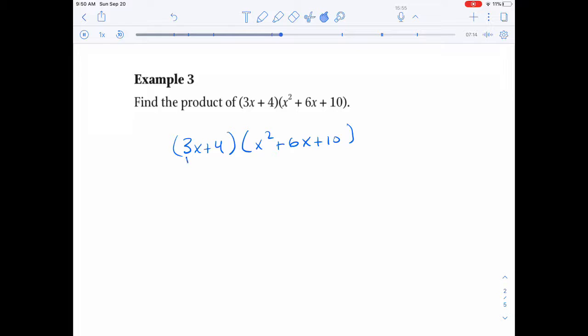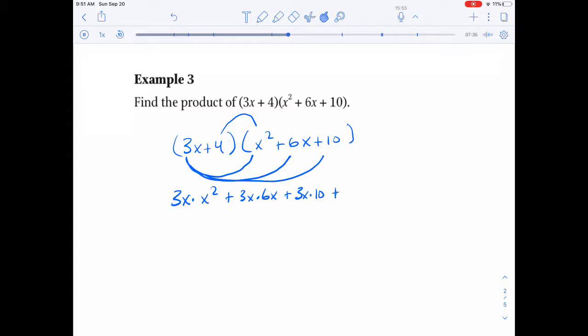Let's distribute our 3x to our x squared, added to the product of 3x and 6x, added to the product of 3x and 10, added to the product of 4 and x squared, added to the product of 4 and 6x, added to the product of 4 and 10.